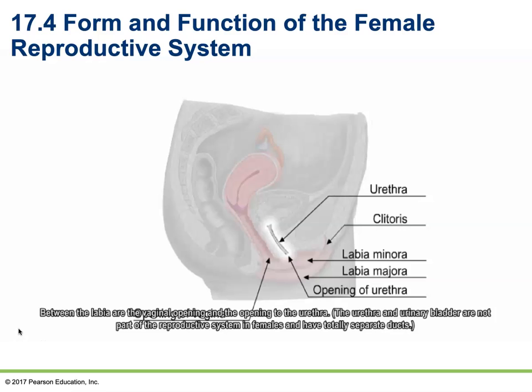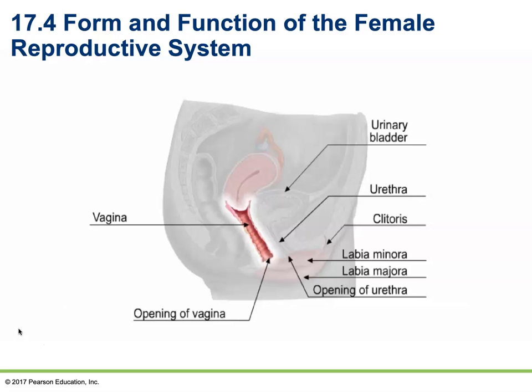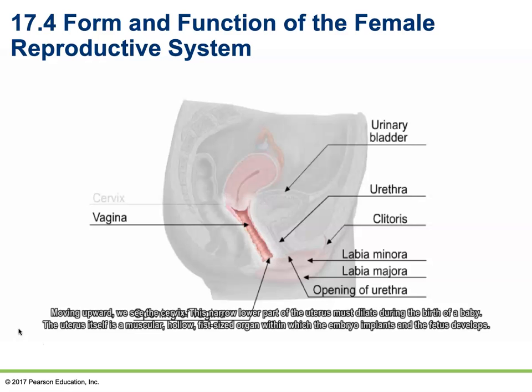The urethra and urinary bladder are not part of the reproductive system in females and have totally separate ducts. The vaginal opening leads to the vagina, also called the birth canal. Sperm are deposited in the vagina during intercourse, and a fetus moves through the vagina during birth. Moving upward, we see the cervix. This narrow lower part of the uterus must dilate during the birth of a baby.